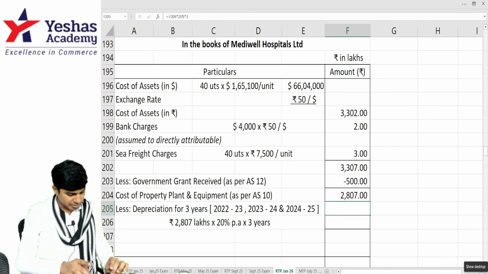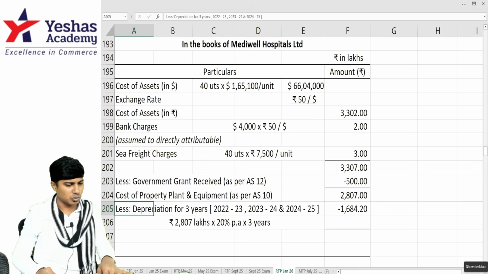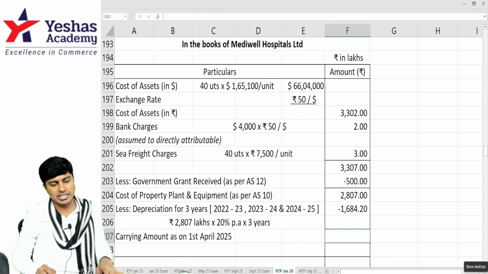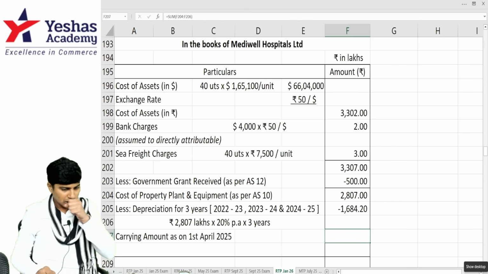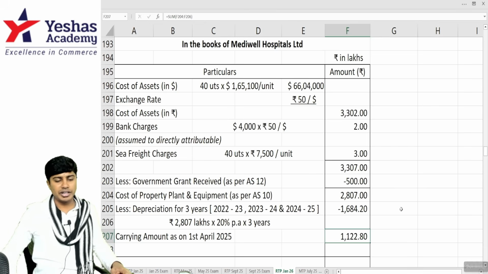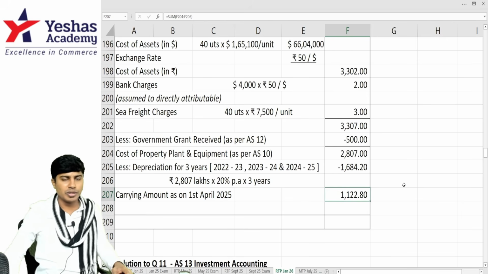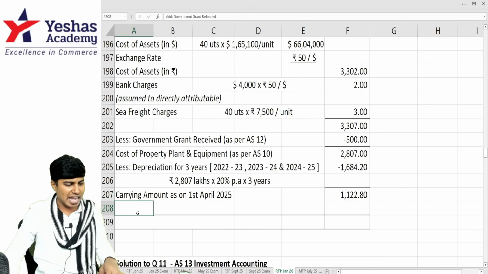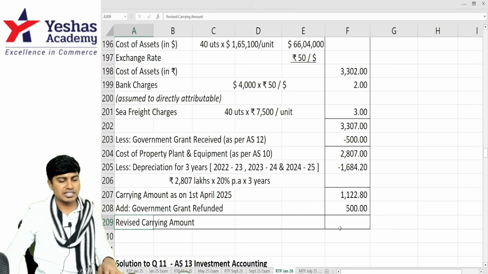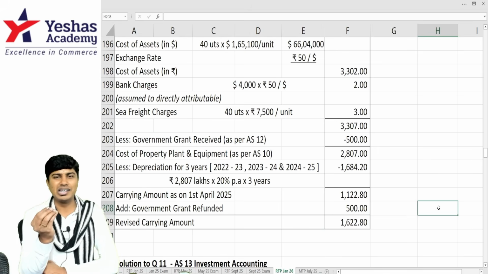What do we get? 1,684. So then after we do this, what is the carrying amount that we get? 2,807 minus 1,684. 1,122.8 is the carrying amount of the asset on 1st of April. Because we do refund of government grant, I will add back government grant of 500, increasing the cost of the asset back to 1,622.8. Government could have been a little kind to us.